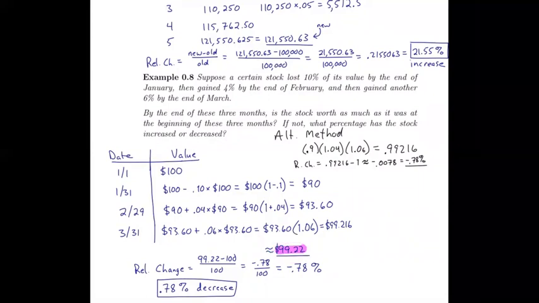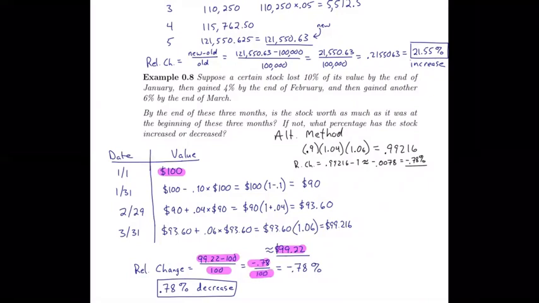So the relative change is this new value of $99.22 minus the old value of 100 divided by the old value of 100. This comes out to negative 0.78 over 100. And a quick way to see that is a number divided by 100 is that number per 100 or percent. Okay, so we can convert that pretty quickly to a percentage. It's negative 0.78%. So what we realize is this was a relative decrease of 0.78%. So our stock's value actually decreased by 0.78% from January 1st to March 31st.